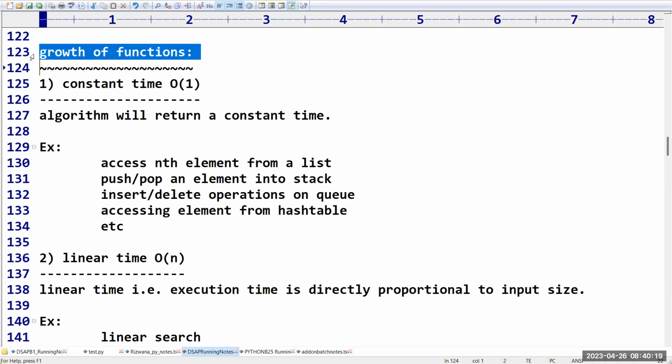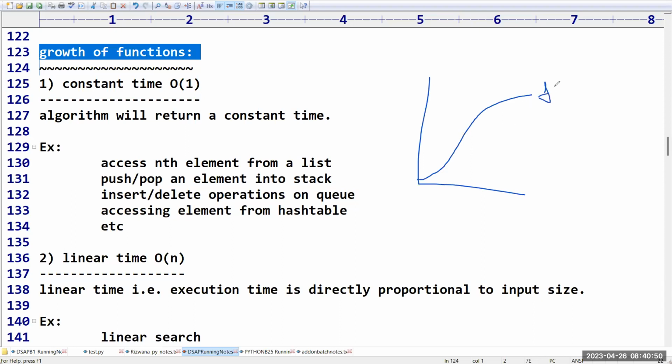So growth of a function means, along with the input, how it is going to change, how it is going to increase, right? Along with input, how my algorithm is going to work. If you are giving 100 as input, which function is suitable for that algorithm? If the input is 1000, how is that function going to change? That is represented by growth of functions. Something like you have seen in graph theory.